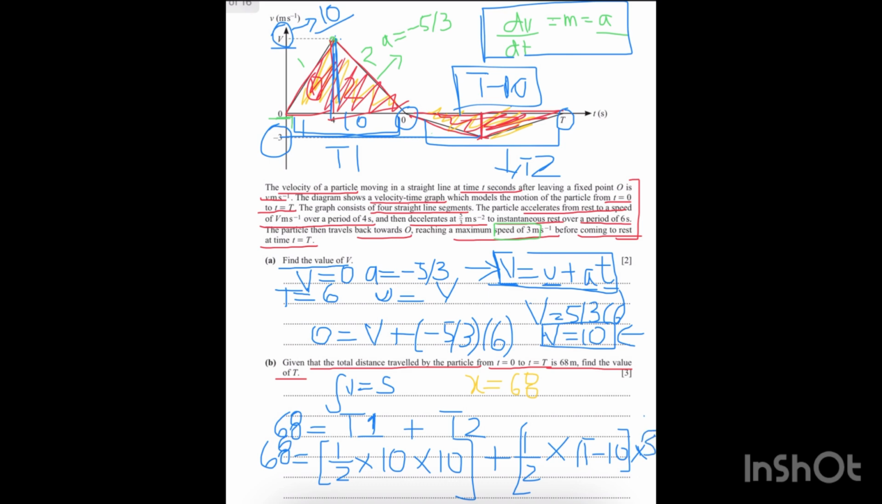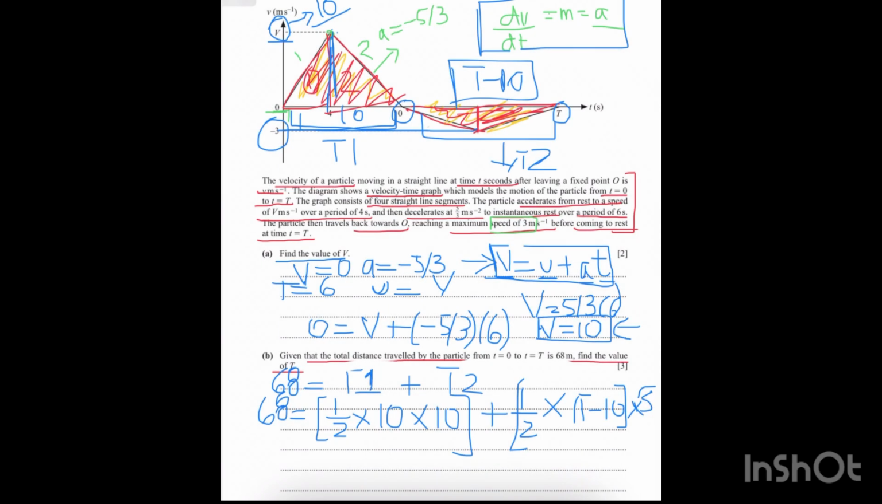We won't take the negative sign since that is only indicating the velocity, but if you look at it objectively, the length of this line is 3. So I just removed the thing I wrote over here since I don't have much space. So if we start calculating this, this is half times 10 times 10. 10 times 10 is 100, and 100 divided by 2 is 50. So we'll write this as T2. That means the area of T2 is 68 minus 50, which is 18. So the area of this triangle over here is 18.